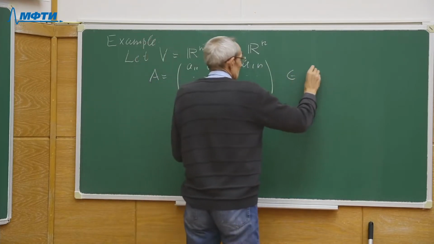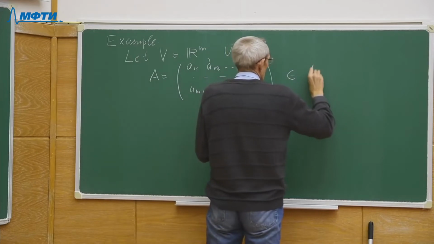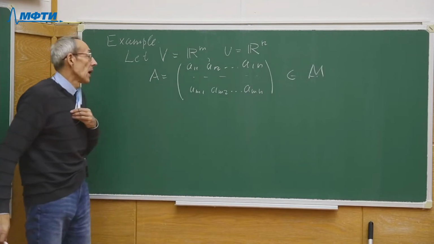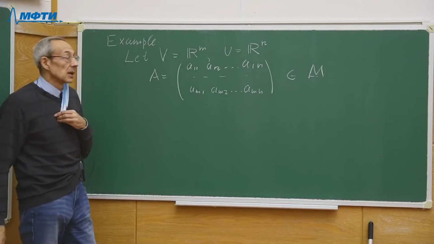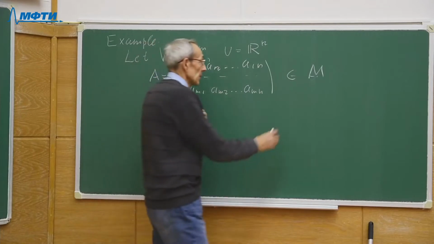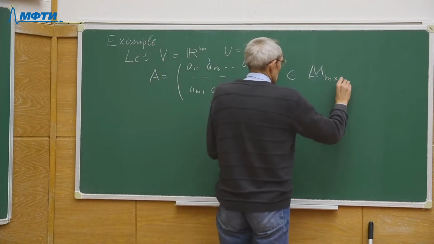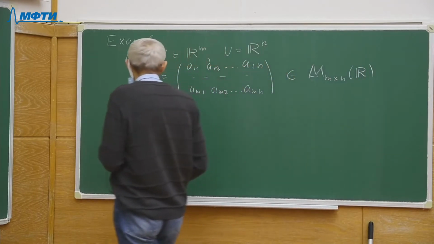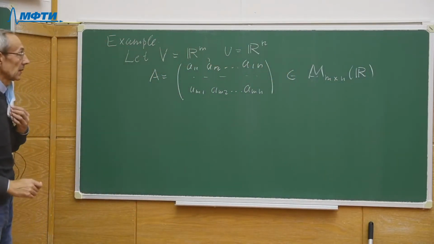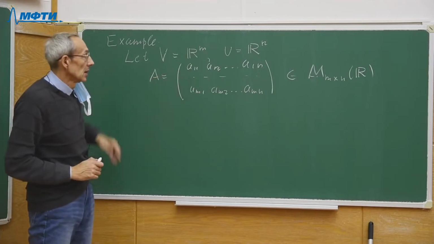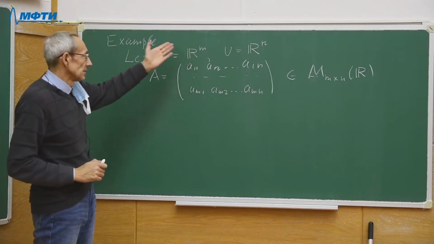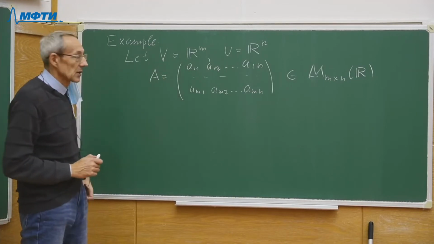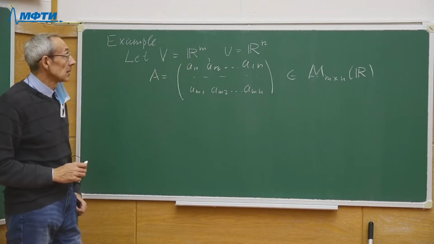This matrix has the following size. It has m rows and n columns, so the size of this matrix is m times n. Our basic field is R. The entries of this matrix belong to R, or the entries are real numbers.